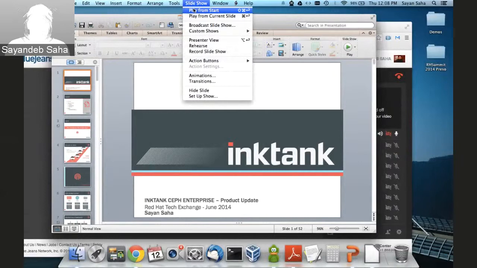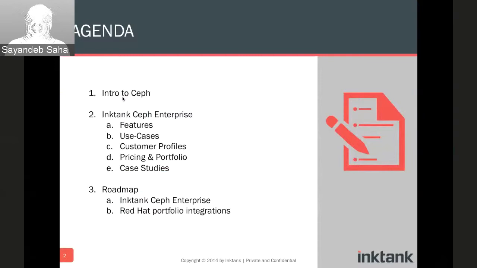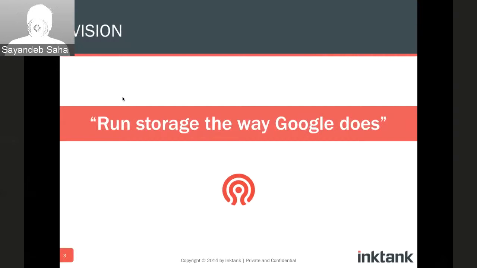Okay, so the agenda is, we'll start with an introduction to Ceph. Then we'll look into the downstream product that is actually sellable today. What are the features? What are the use cases? Customer profiles, pricing, and case studies. And what's the roadmap? That's how we divide up the session. And as I go along in each of these things, I'll try to compare and contrast with Red Hat Storage Server.